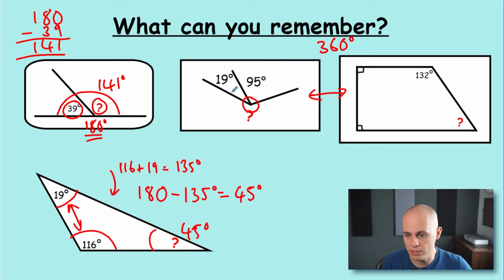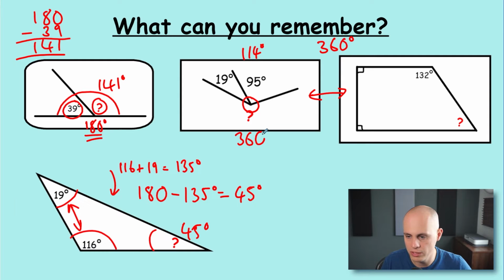So if we've got three angles here, we've got 19 degrees, 95, and something. We're going to use the same logic as we did in the triangle. We'll add up the angles that we know. So 95 add 19, which gets us to 114 degrees. I did the same thing. I added 20, then took away 1. And then we're just going to subtract that from 360 this time, not 180 because it's not a straight line.